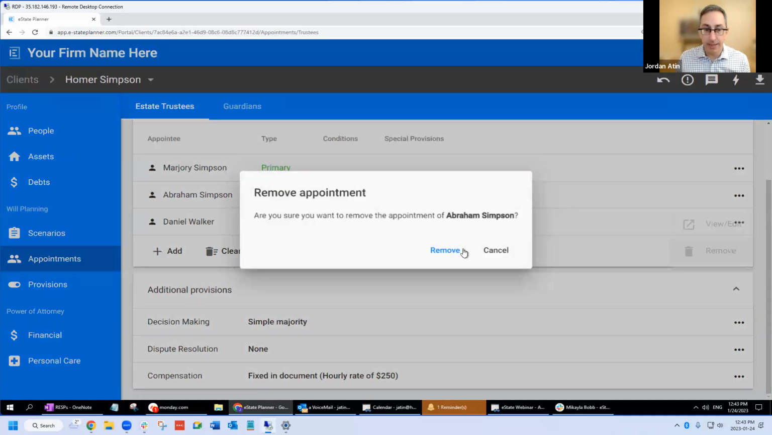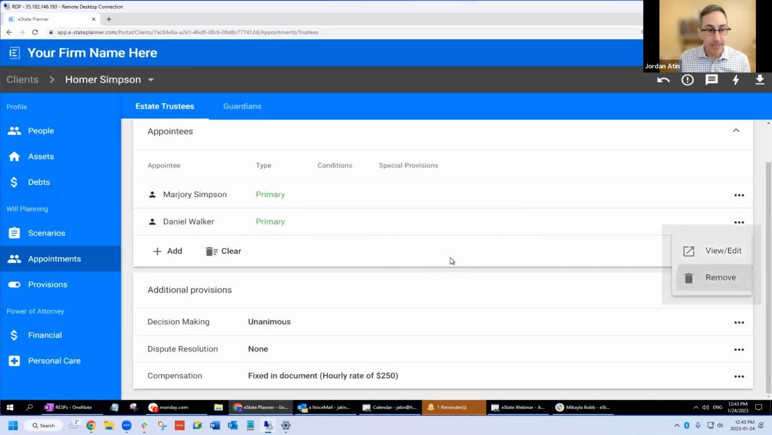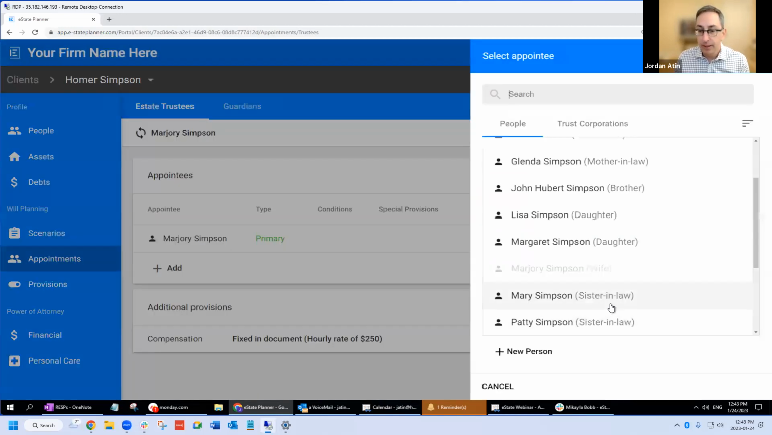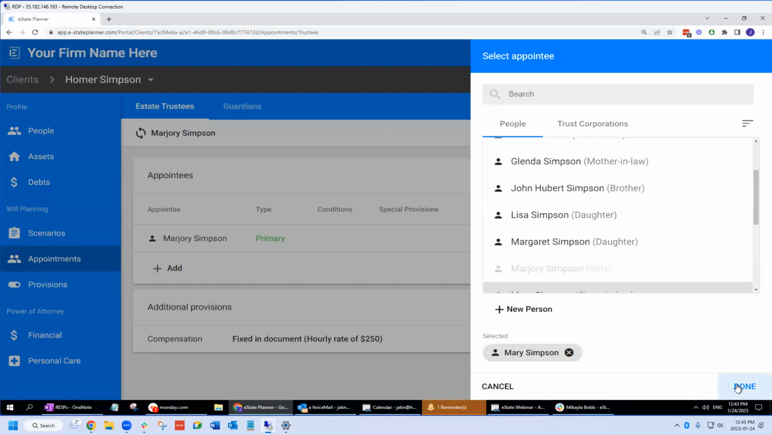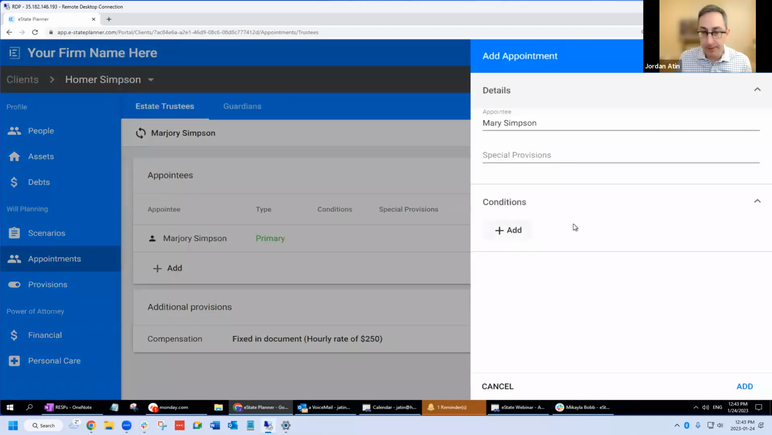So I'm going to give an example for that. Let's say we have Marge first, and then we want to appoint Mary. And Mary is a non-resident, let's say. So let's go through this one by one. We're going to appoint Mary, but the condition for Mary, it's not unconditional. There's a condition for Mary, and that's if Marge cannot act. So we go condition, add, if specified, cannot act.